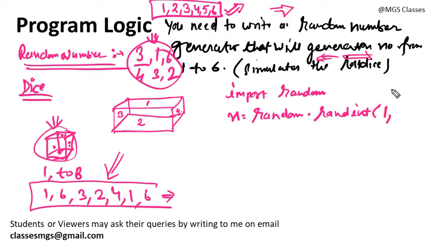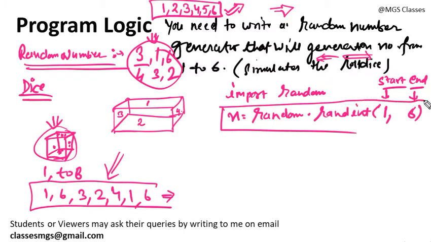You pass the start position, and if you want a random number from 1 to 6, you pass 1 comma 6 in this method. Each time you execute this line, you will get some different number. It might be the same number, but the most likely outcome is that you will get a different number each time you execute this line. This line will generate a random integer between 1 to 6 that we want. Okay, essentially this is the first part of the problem.